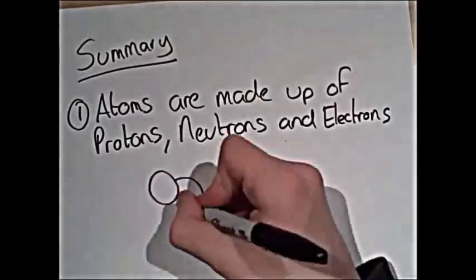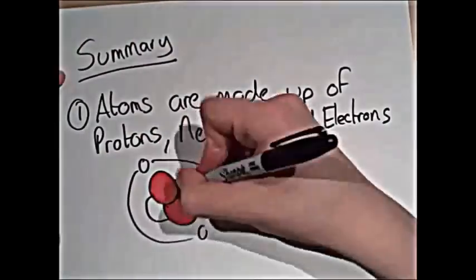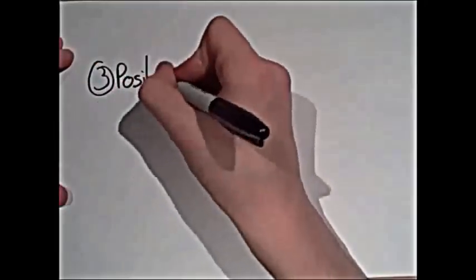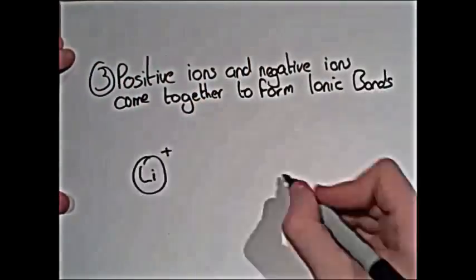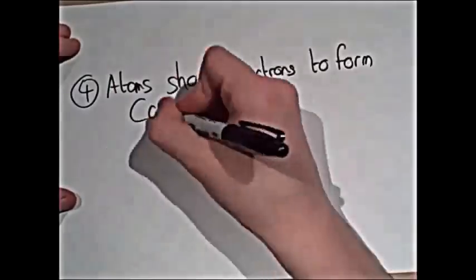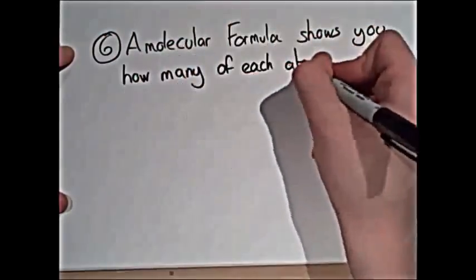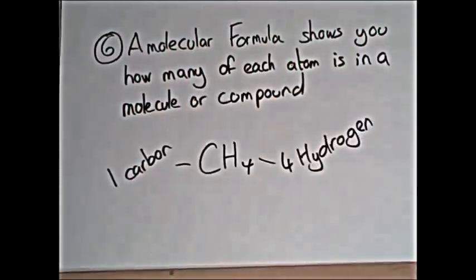Okay, now time for a summary. 1. Atoms are made up of protons, neutrons and electrons. 2. Electrons are grouped in shells. 3. Positive ions and negative ions come together to form ionic bonds. 4. Atoms share electrons for covalent bonds. 5. Metallic bonds have a free electron which moves between the outer shells. 6. A molecular formula shows you how many of each atom are in a molecule or compound.